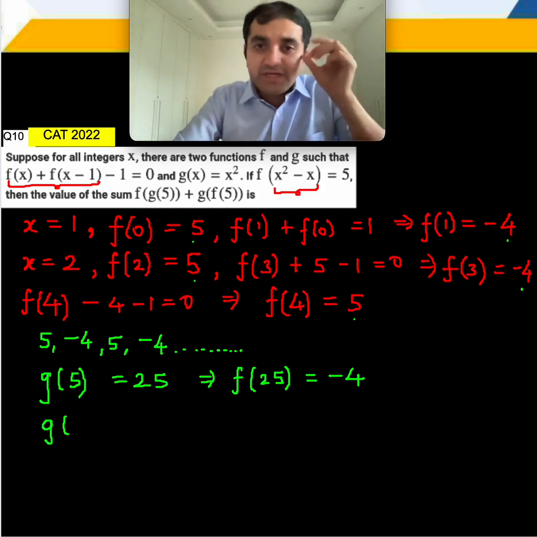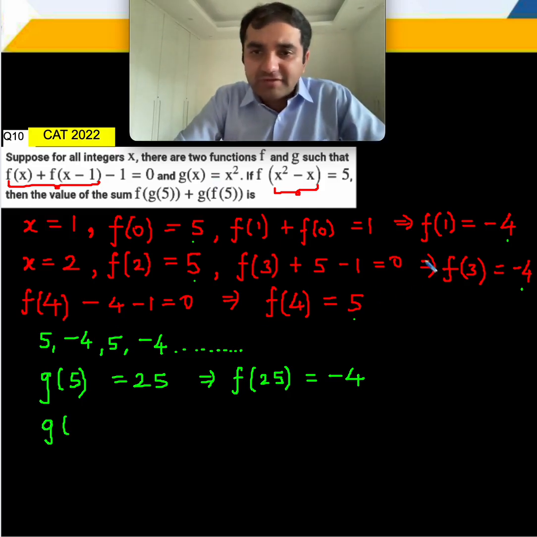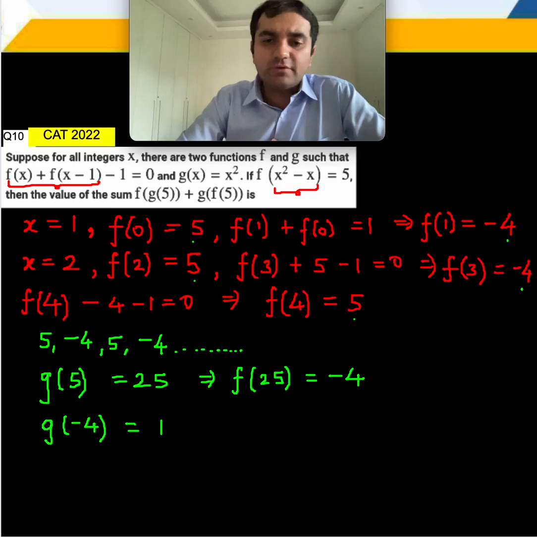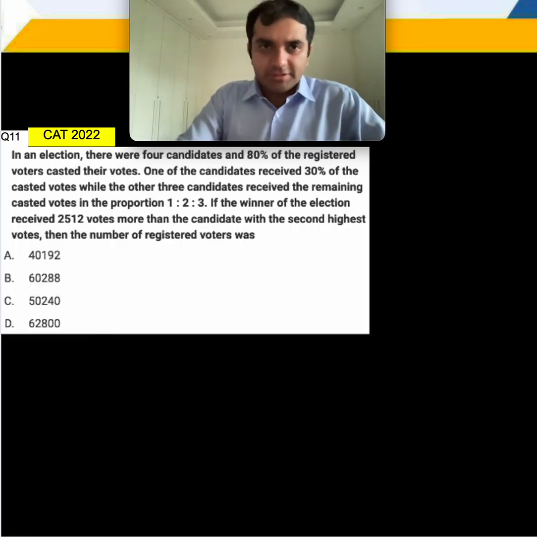And then we need g of f of 5, and f of 5 is of course the odd term, that's minus 4. So you get g of minus 4, which is 16. So your answer becomes 16 minus 4, because you have to just add, 12 is the right answer for question number 10.